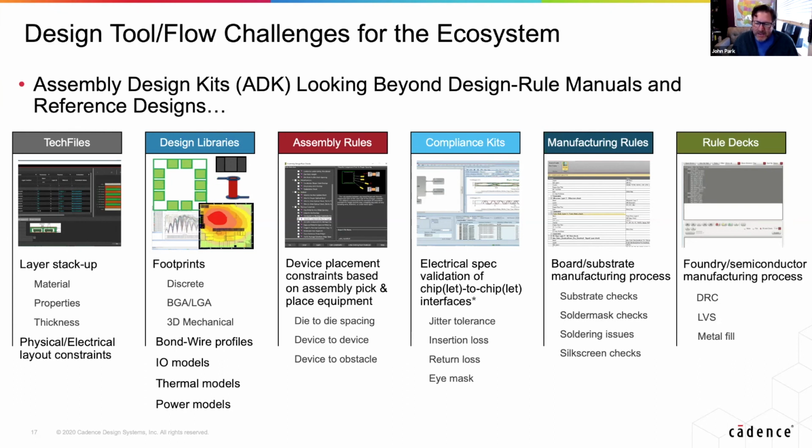Other things that are important, compliance kits. These just make it easier for the people that have to validate the chiplet to chiplet interface from an electrical perspective. Looking at things like jitter tolerance and loss in the path, and making sure your eye is big enough if it's a differential signal. All these electrical factors that are part of the spec for any communication interface, you need a streamlined way of validating those when you go to this world of multiple chiplets.